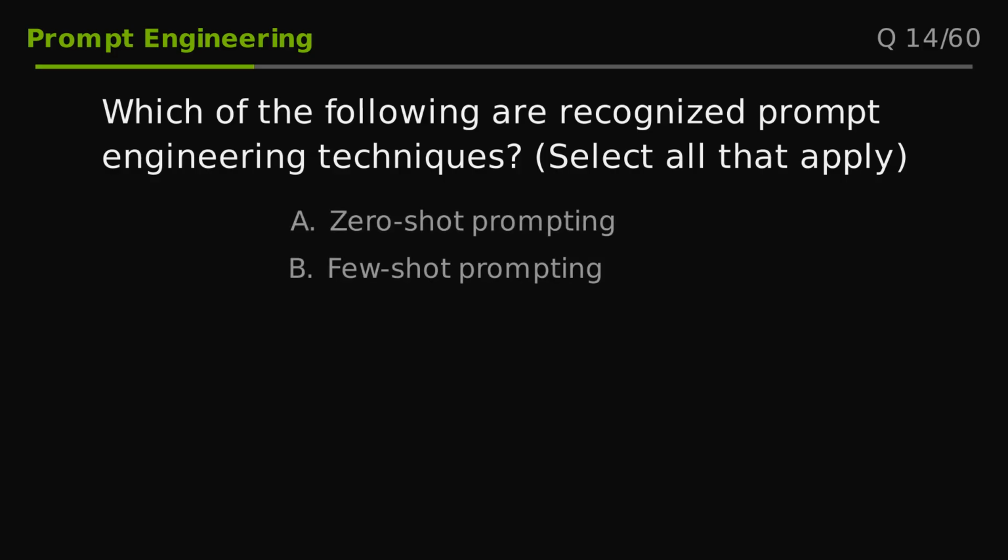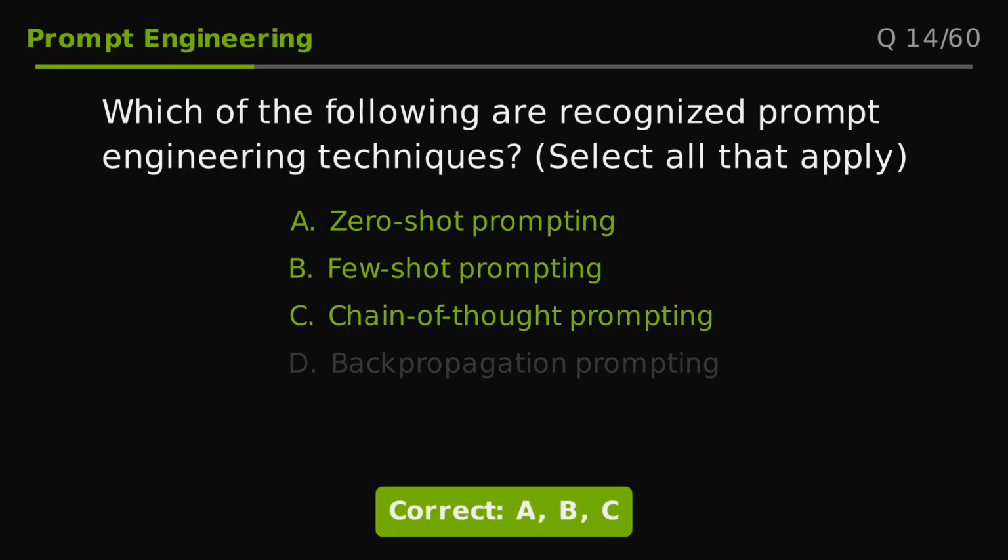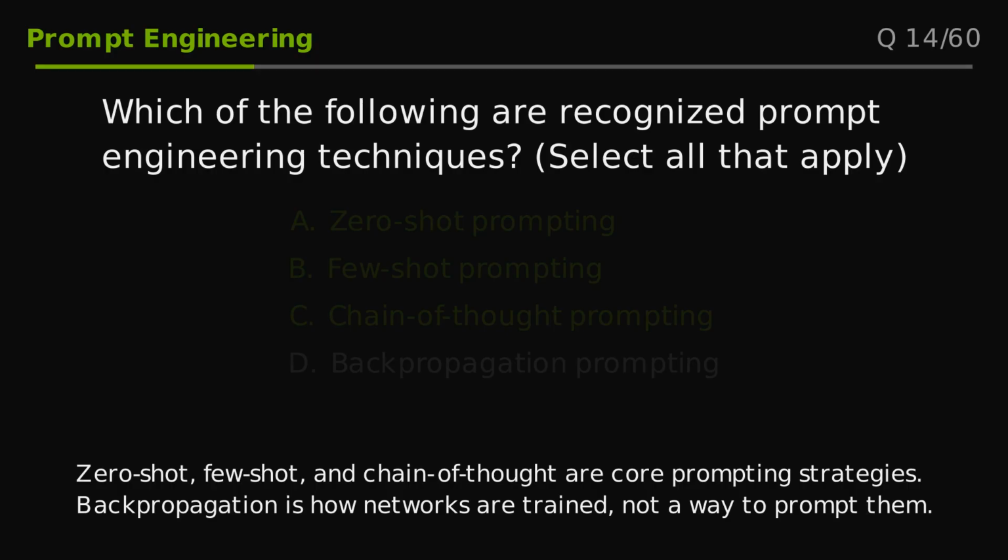Option A: zero-shot prompting. Option B: two-shot prompting. Option C: chain of thought prompting. Option D: backpropagation prompting. The correct answers are A, B and C. Zero-shot, few-shot, and chain of thought are core prompting strategies. Backpropagation is how networks are trained, not a way to prompt them.